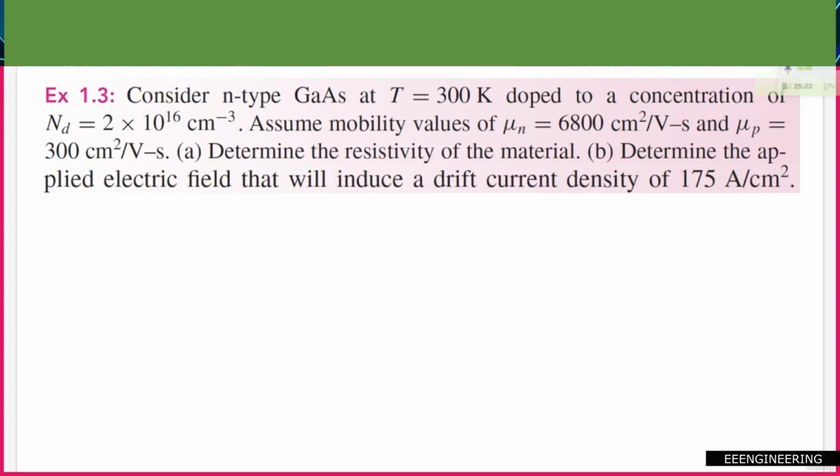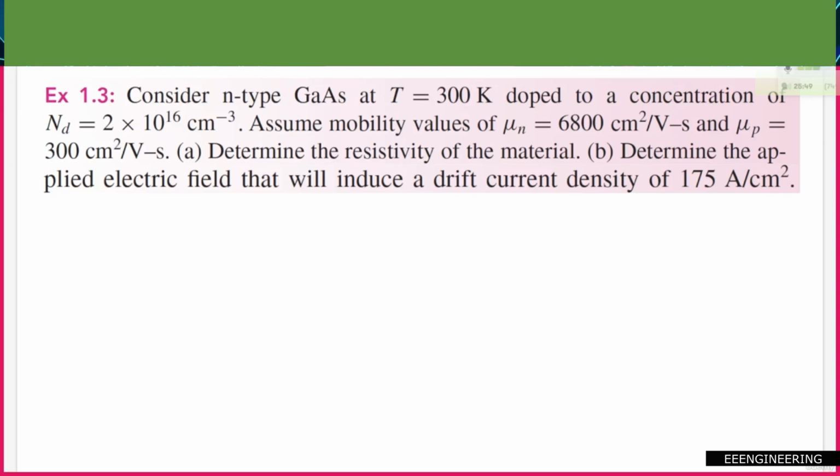This time we're going to do something different because in the previous question we found the conductivity value for the material. This time we are asked to find the resistivity, which is going to be the reciprocal of the conductivity. It is not that hard. And then determine the applied electric field that will induce a drift current density of 175 amperes per centimeter squared. So this is actually a reverse engineering, but the question is pretty easy. So first of all, what we need to do is get the conductivity value.